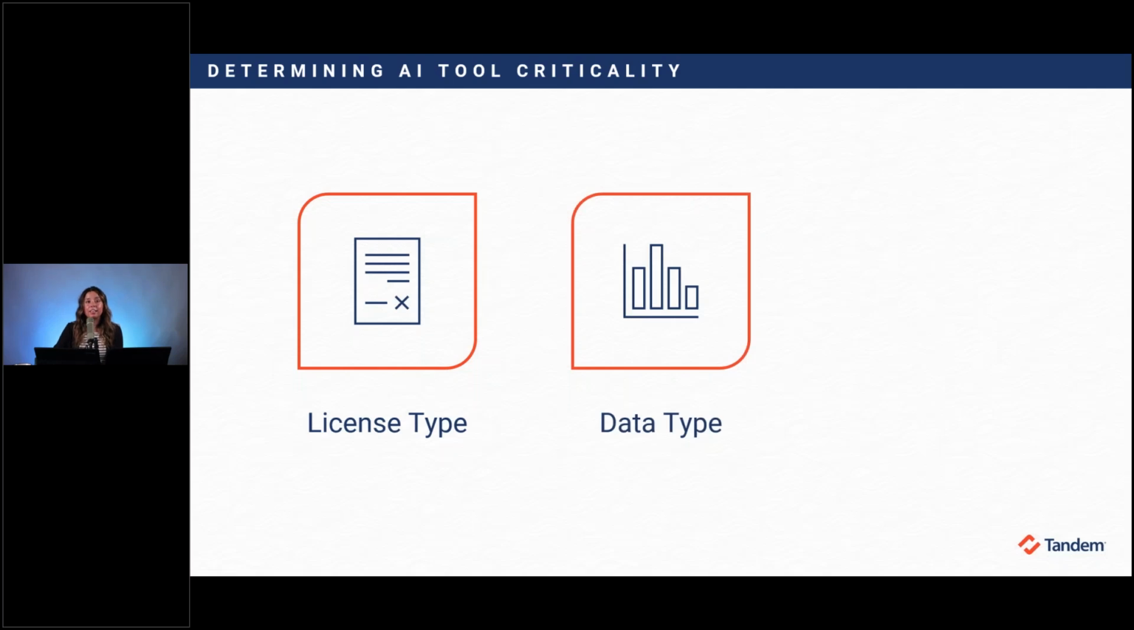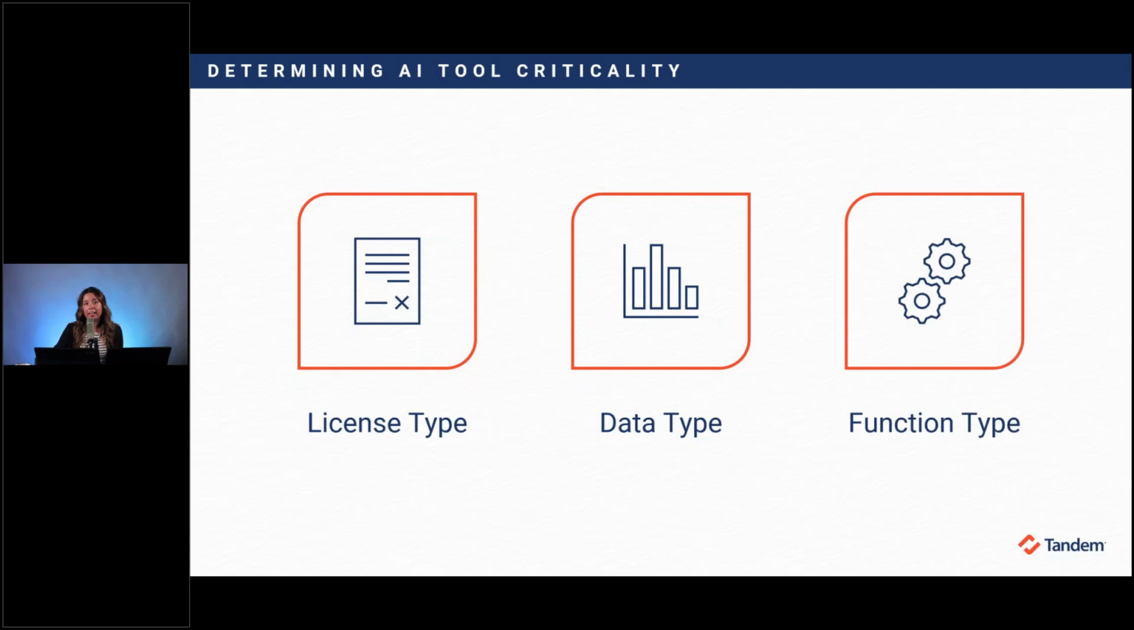In the AI policy, you can guide your team to consider factors like the licensing structure of the tool, whether it's free and open source or part of a paid contract. The type and sensitivity of data it uses, like customer information, internal reports, or proprietary data. And then the function of the AI: does it support casual tasks or does it play a role in business decisions or security operations?